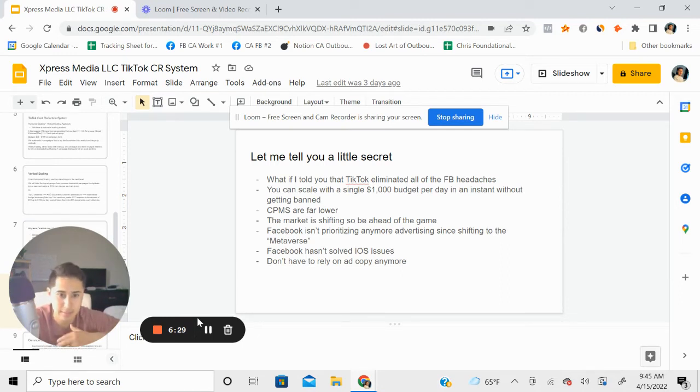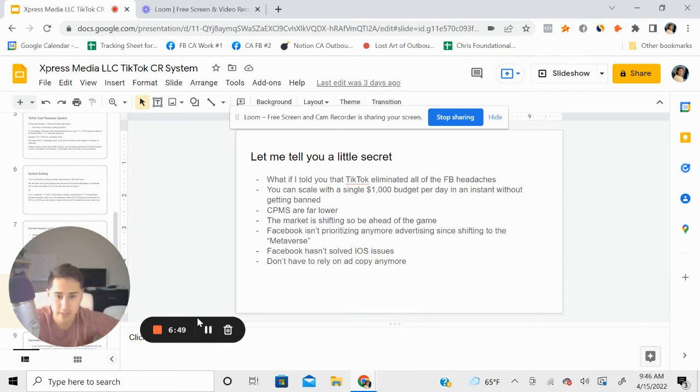Well, with TikTok, it eliminates all the Facebook headaches. I mean, you can literally scale with a $1,000 budget per day in an instant without getting banned. CPMs are far lower. The market is shifting to TikTok. Facebook isn't prioritizing advertisers anymore, just with metaverse updates. Even Zuckerberg said it in his long, lengthy post at the beginning of the quarter.